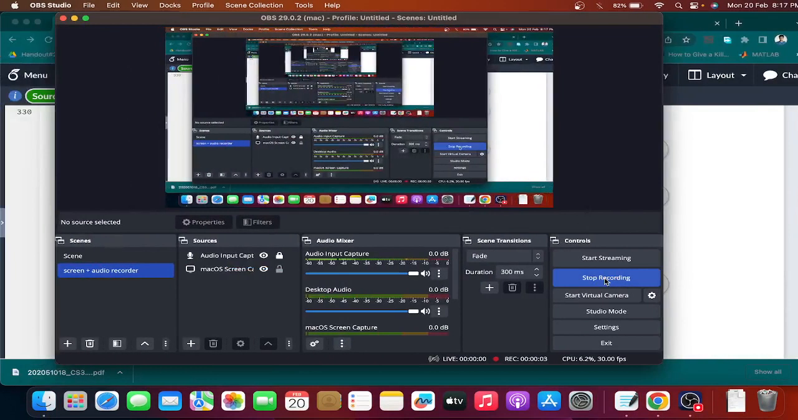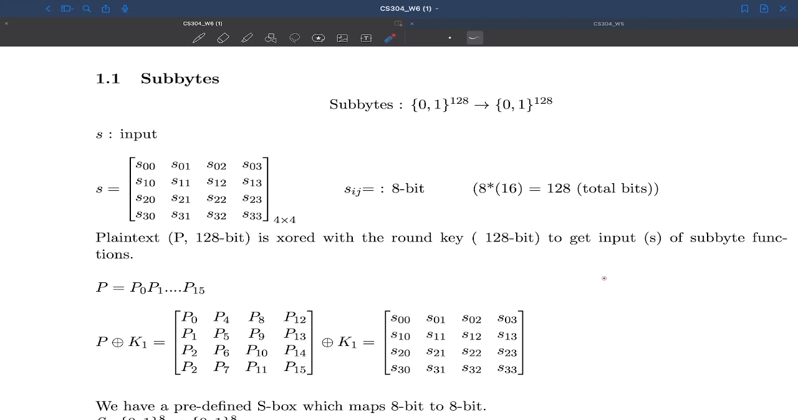So, hi everyone. In this video, we will learn about the sub-byte function that is used in every round function of the AES algorithm. The sub-byte function acts on a 128-bit string and outputs a 128-bit string.